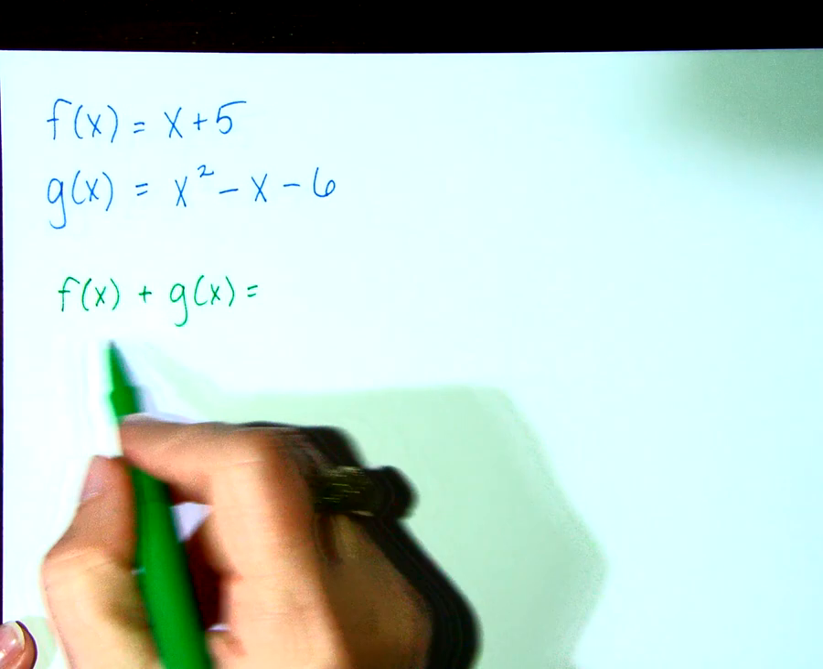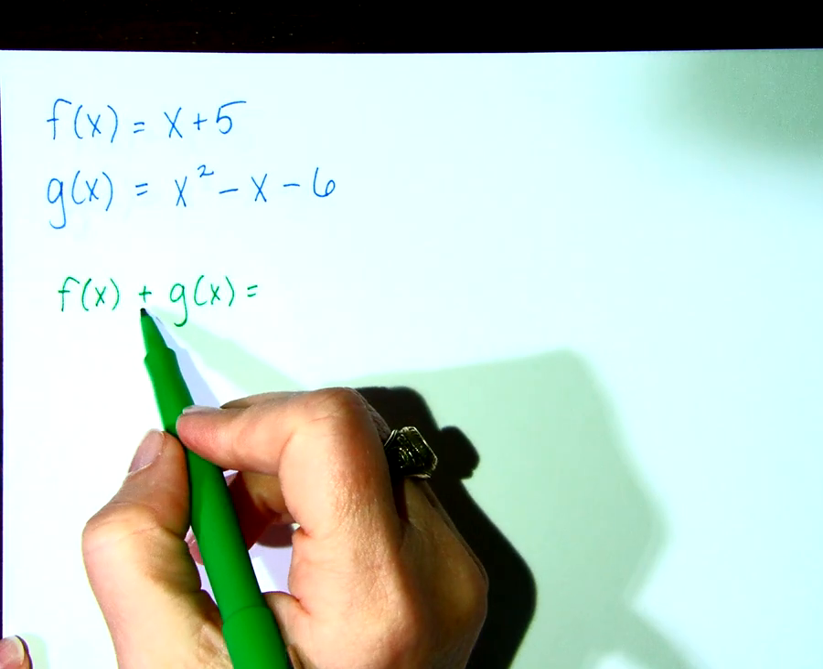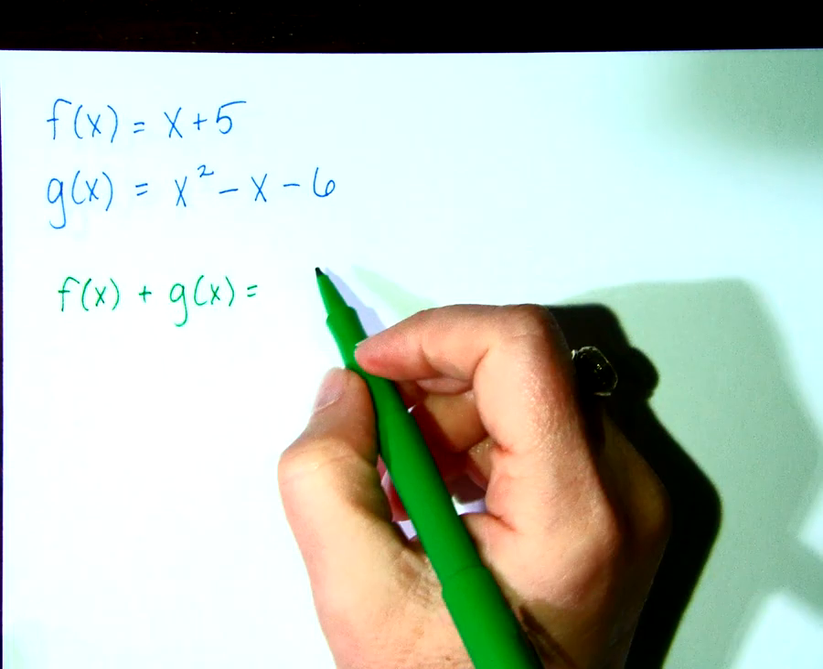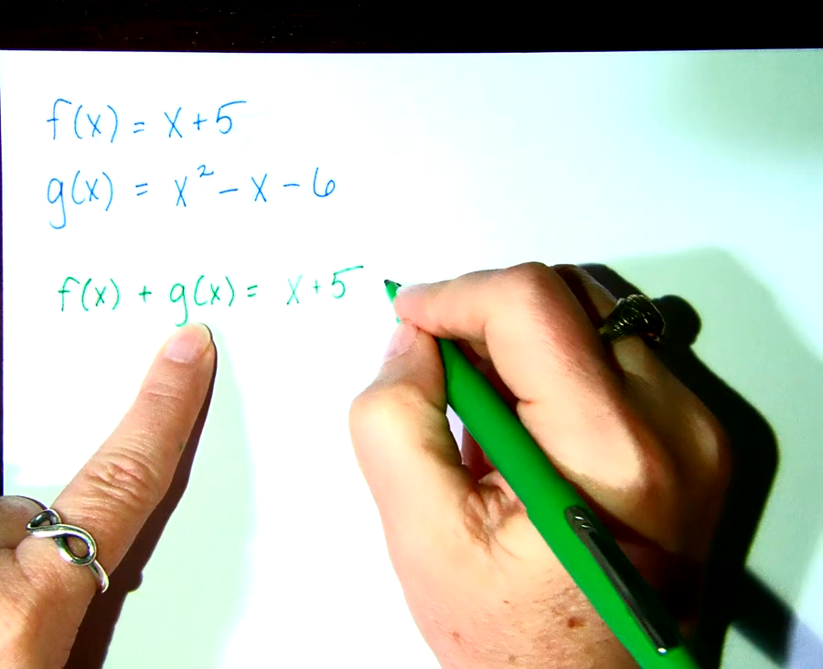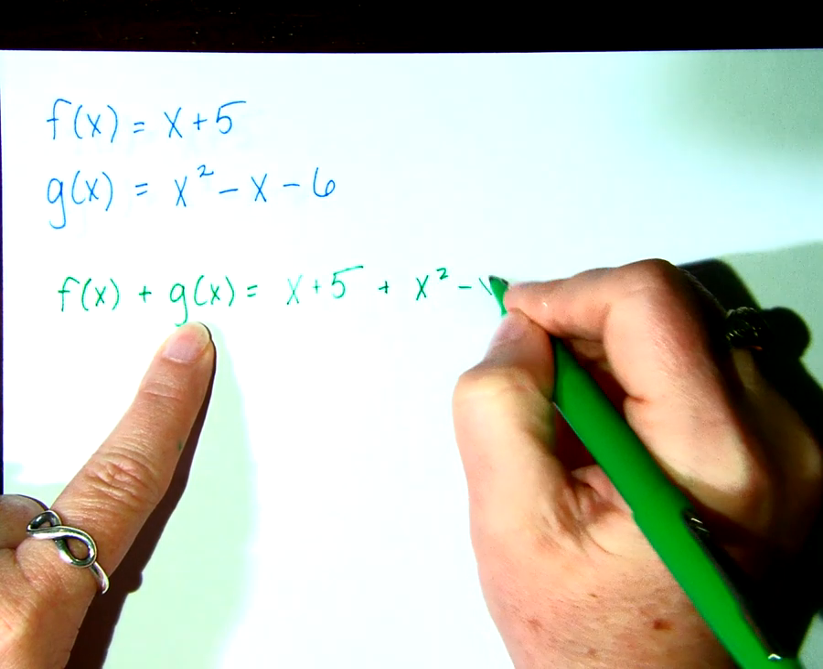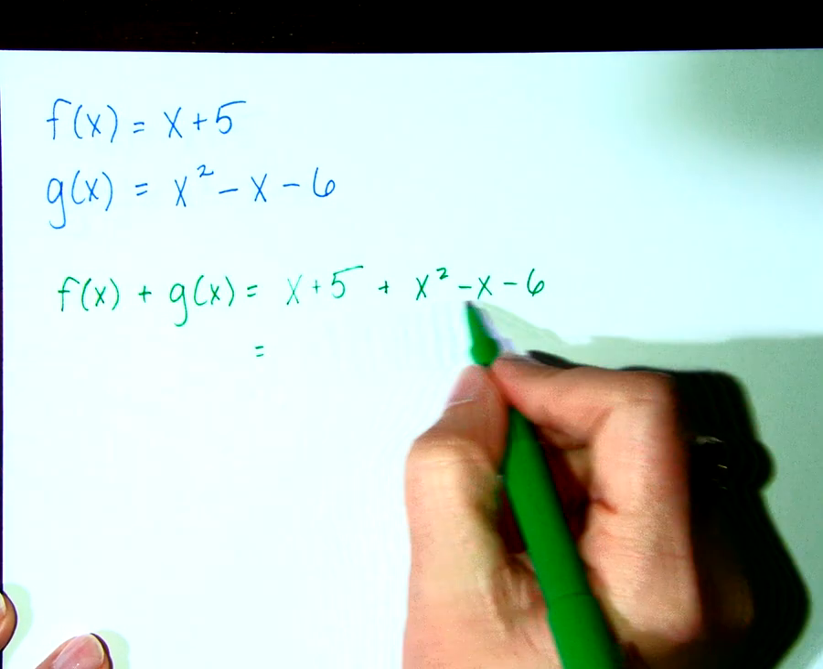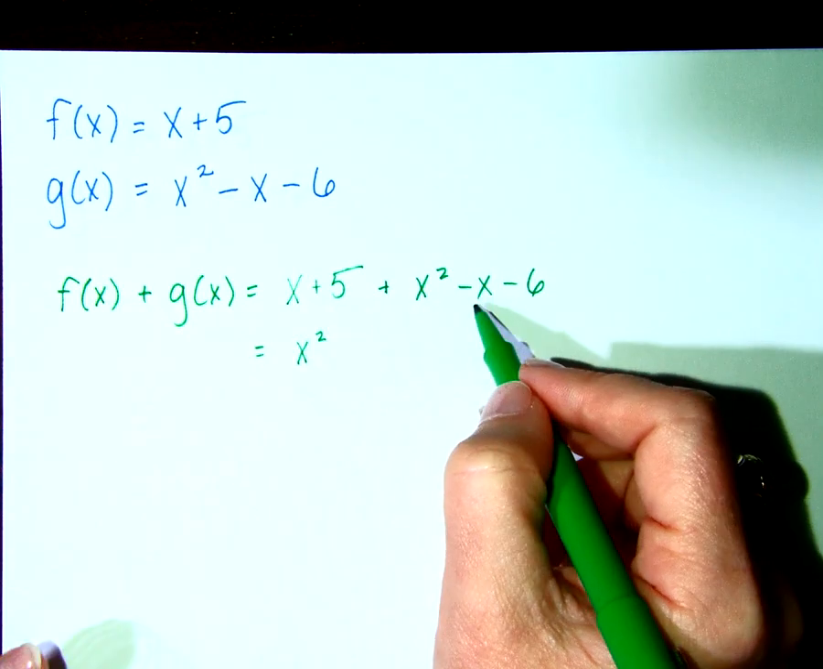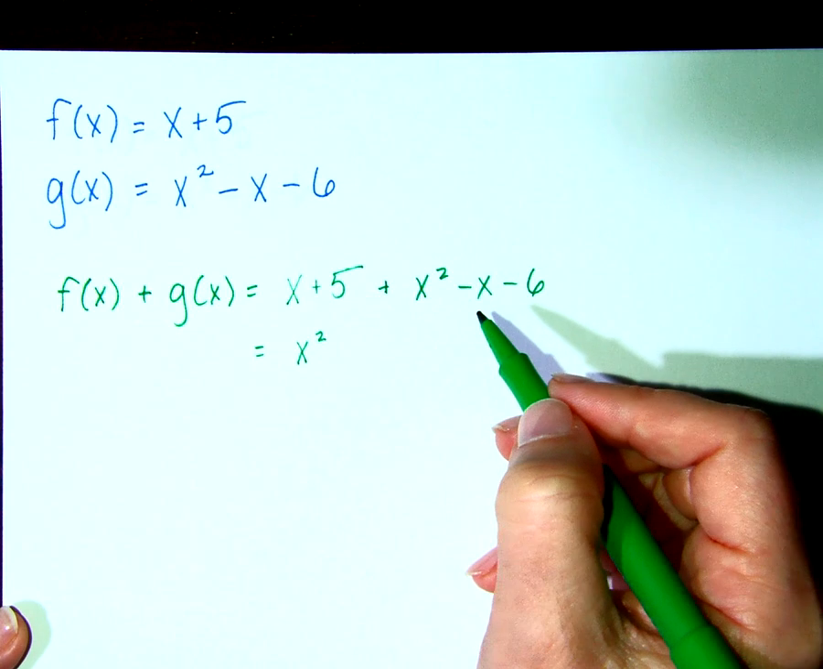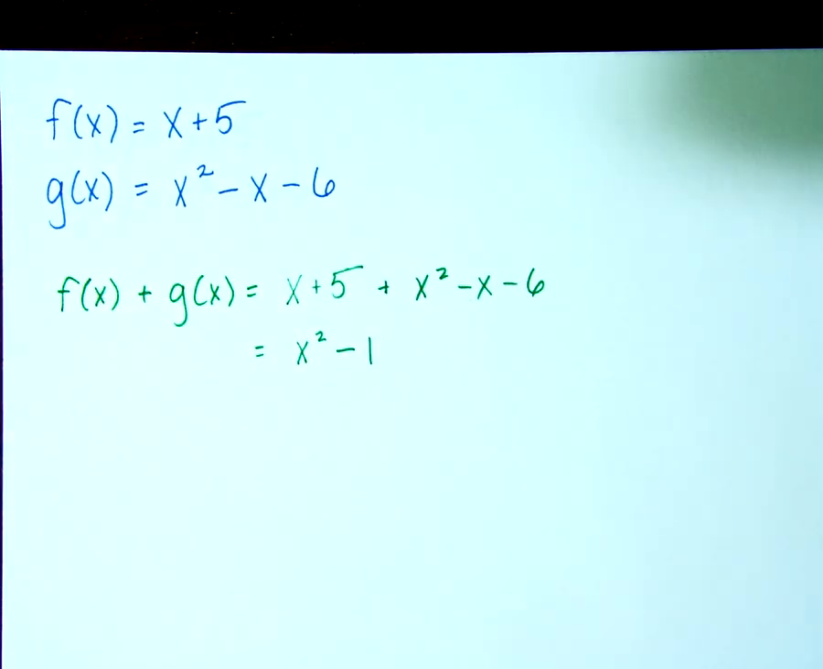Now, just for the record, well, let me do the problem first, and then I'll go back for the record. Okay? What does it want us to do? Add. So f of x is x plus 5, and g of x is x squared minus x minus 6. So really, all I'm doing is combining like terms, aren't I? So I get x squared, x minus x. Well, that's 0, isn't it? And then I got 5 and negative 6. Negative 1. Okay, done.